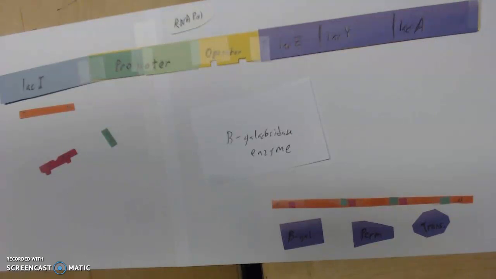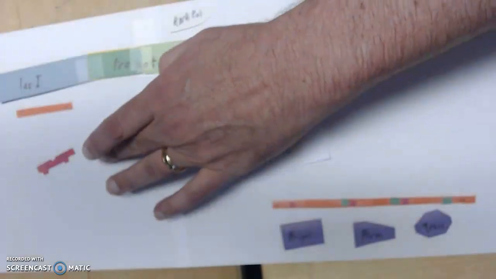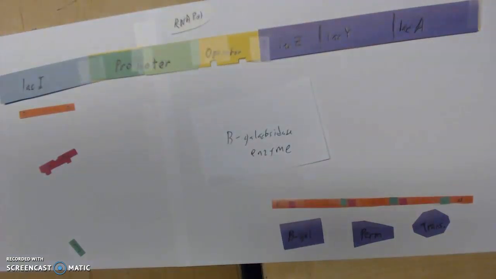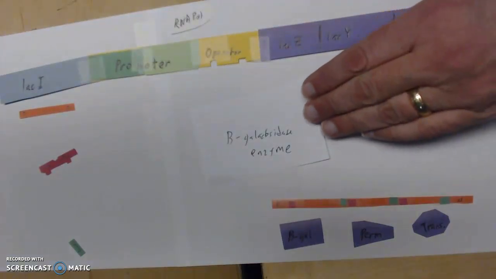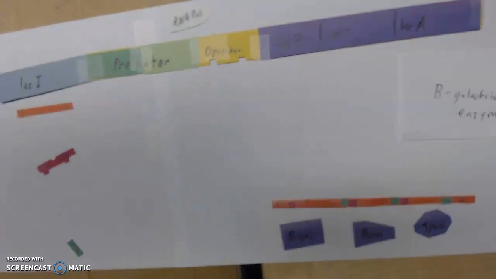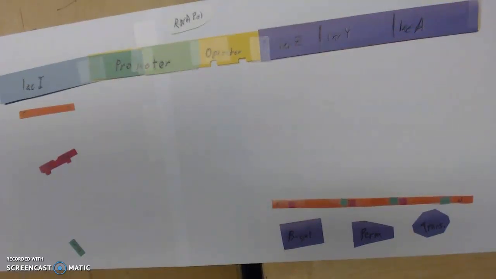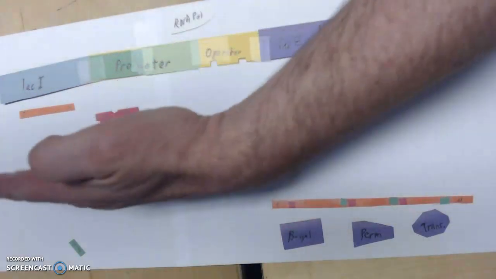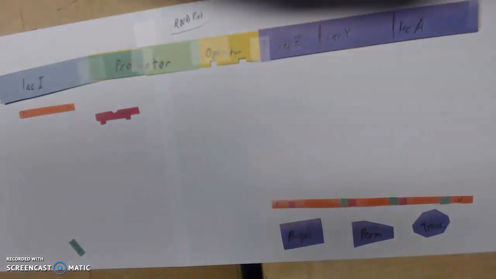So the lactose went away here. Okay, this represents the lactose, a little green, and it's not there. Okay, so it's not in the cell, and no beta-galactosidase enzyme is being made. So ignore this portion down here. Only concentrate on this.